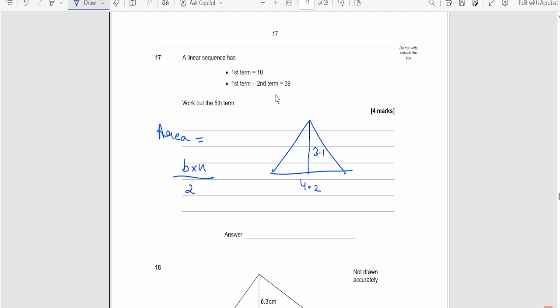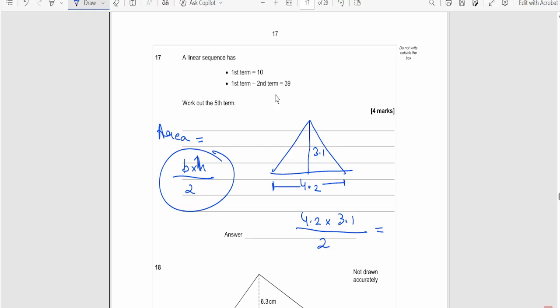How to divide that by 2? That's a big number. Sorry, this is the base, right? 4.2 is the base, and h means height, so 3.1 is your height. First you multiply them and then you divide by 2. This is the formula to find the area of a triangle. So multiply 4.2 with 3.1.